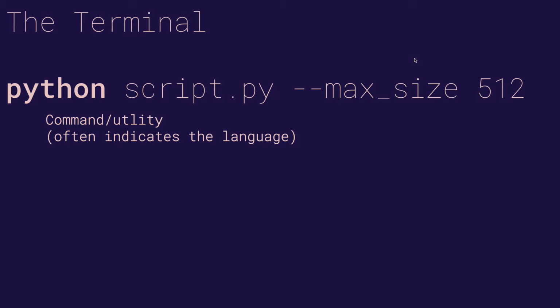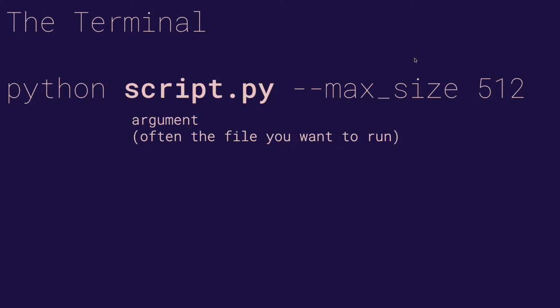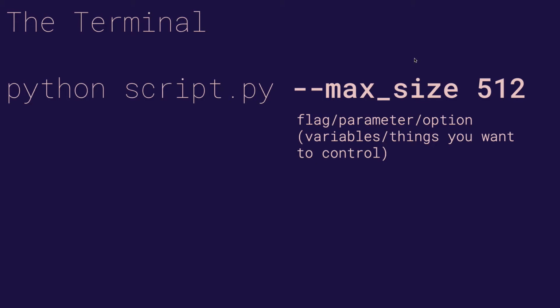So if you really want to know, this is called the command or utility. It often integrates a language or a system of commands you usually use. This is the argument. For most of the cases that we're going to do, it's a file you want to run. And then these are flags, parameters, options. They've got 1,000 names. These are basically variables. So in whatever this script.py file is, there's clearly a way to change the size of something. So you use 512, you could use 1024. We'll have to figure out what those inputs could be, but that's what we need to know.